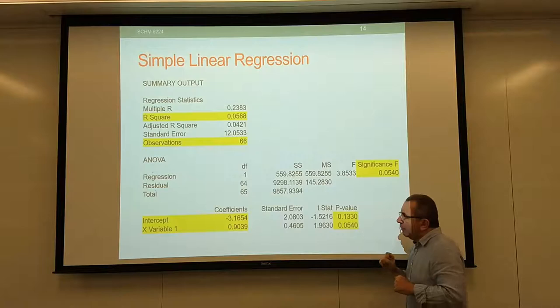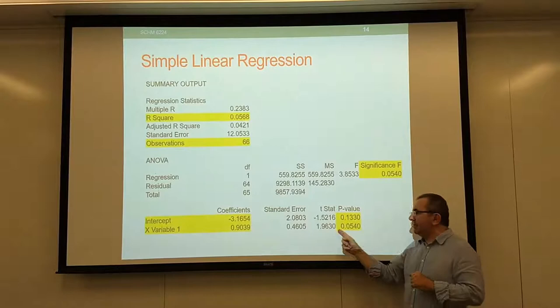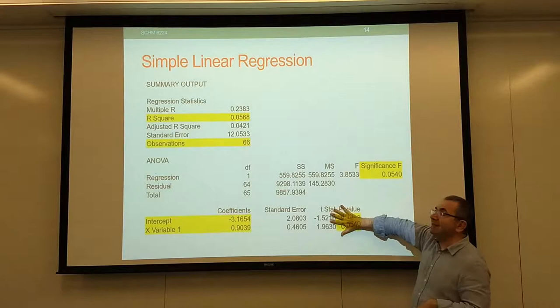So this is our estimate for alpha. This is our estimate for beta. And in regression analysis, p-values are very important. However, in forecasting, they're not important. You can safely ignore them, okay?